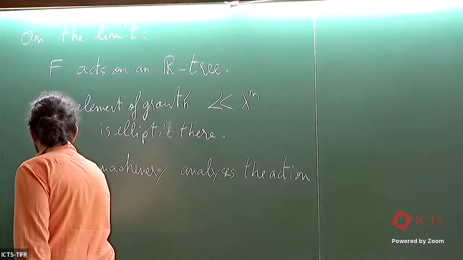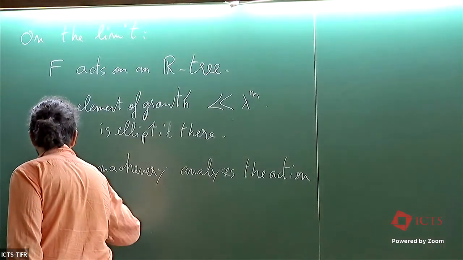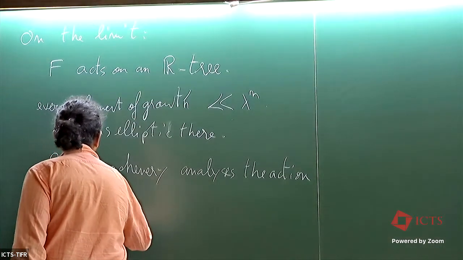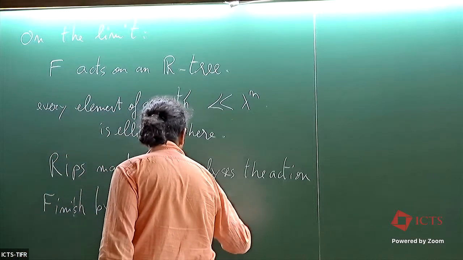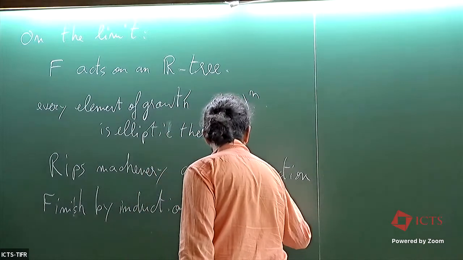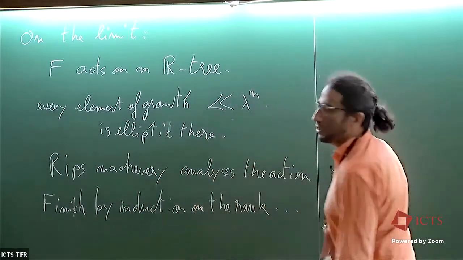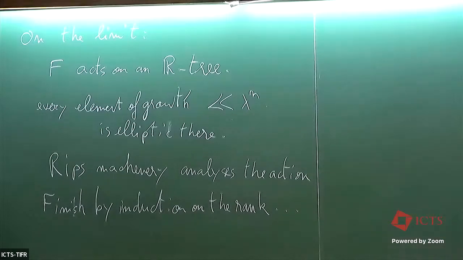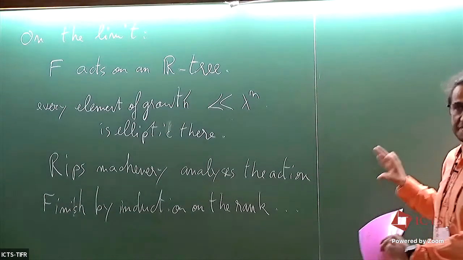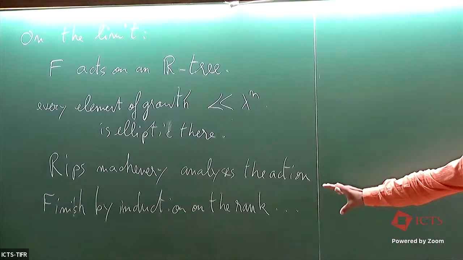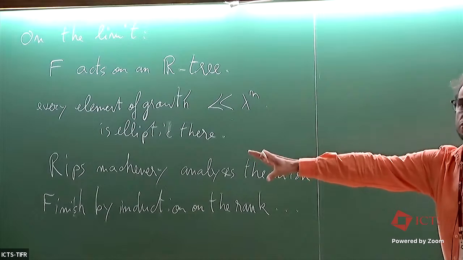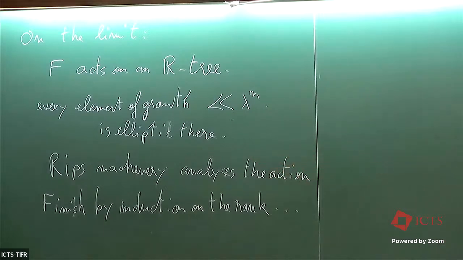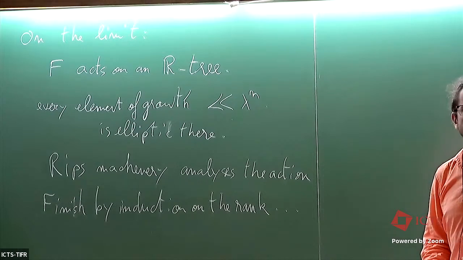So you finish by induction on the rank. Okay. And I claim that somehow, when you have done these steps, each of them is a big box, you have proved Levitt's growth theorem. Questions about that?